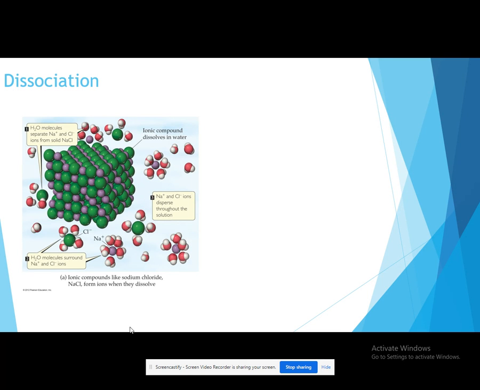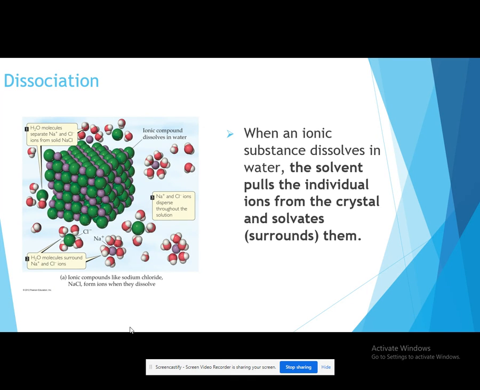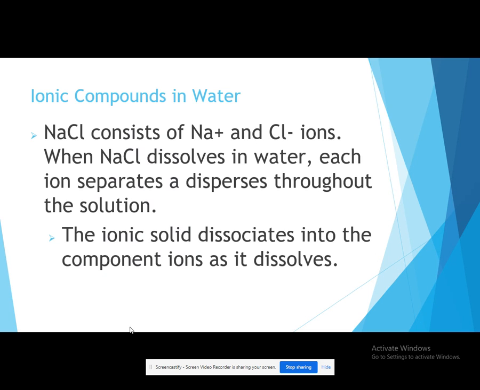So let's talk a little bit about dissociation. When an ionic substance dissolves in water, the reason it is split apart is because the solvent, typically water, pulls those ions away from each other, and the water molecules surround them so that the two ions aren't able to join back up. When they surround them, they're said to be solvated. This process is called dissociation because they're splitting apart. They're dissociating from one another. And again, like I've already stated, they're said to be solvated.